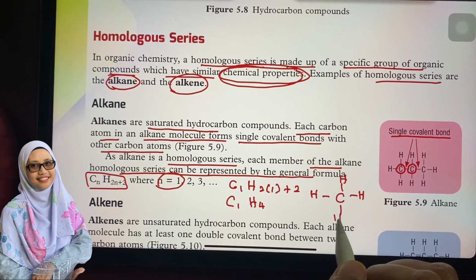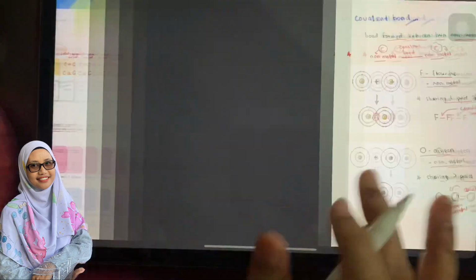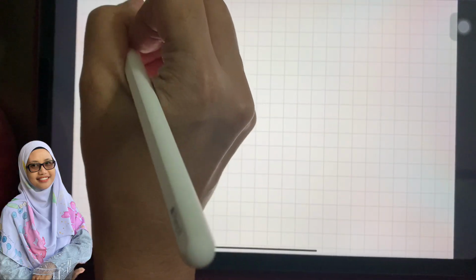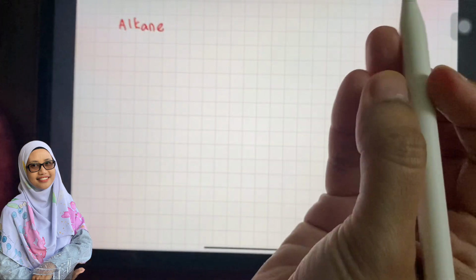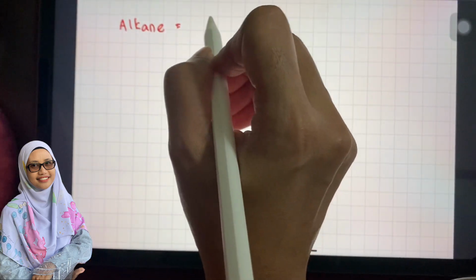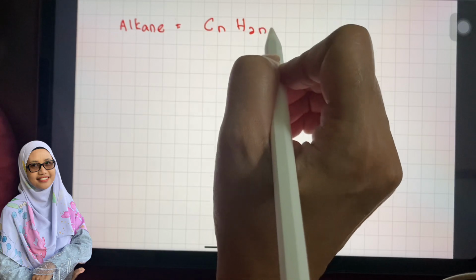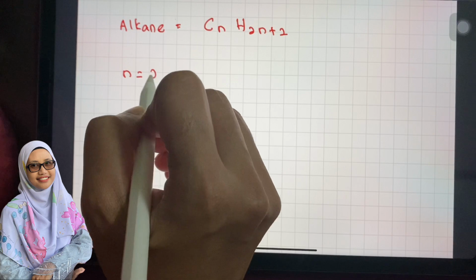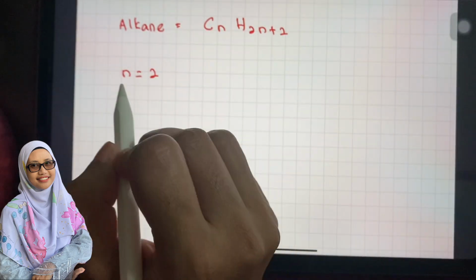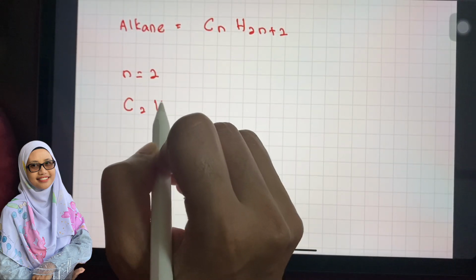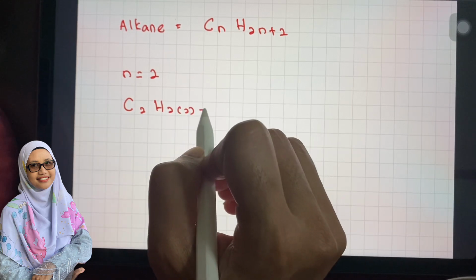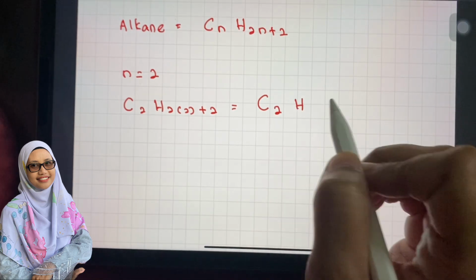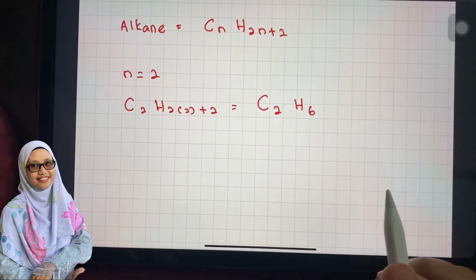Okay, like this. So now we go back to the alkane. I write here: alkane has the formula CnH2n+2. So if I have n equal to 2, my alkane should be C2H(2×2+2), which means we have C2H6.